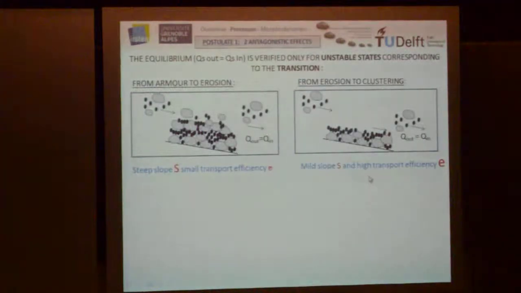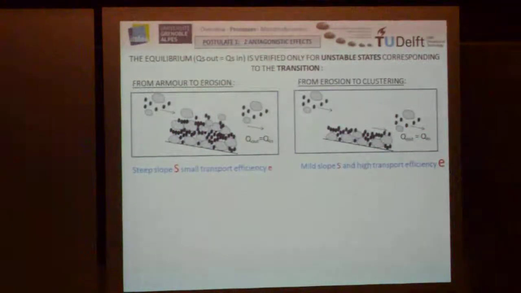So in this fluctuation, we have exactly two moments where the outlet discharge was equal to the inlet discharge. It corresponds to two short moments where we have a kind of equilibrium. And in one case, the slope was steep, but with very low transport efficiency. And in the other case, the slope was, after erosion, reduced, but with a very efficient transport.